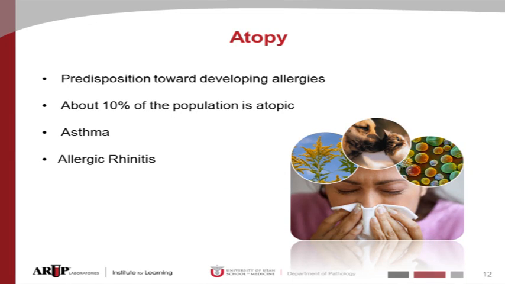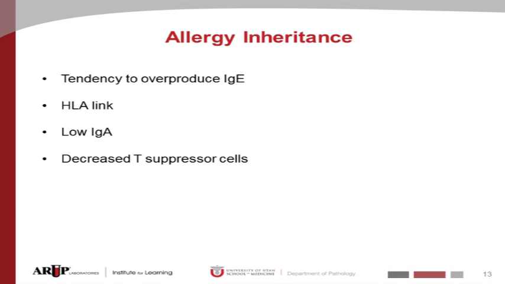So just a word about inheritance of allergies. There are several theories as to how atopy is inherited. One of those theories says that you have a tendency to overproduce IgE antibodies. The tendency may be inherited as a recessive trait in some individuals. Perhaps there's an HLA-linked tendency.